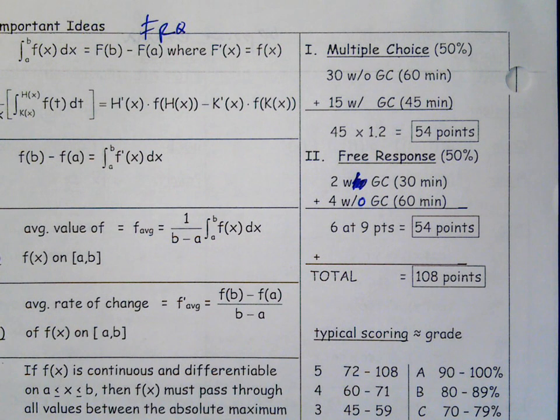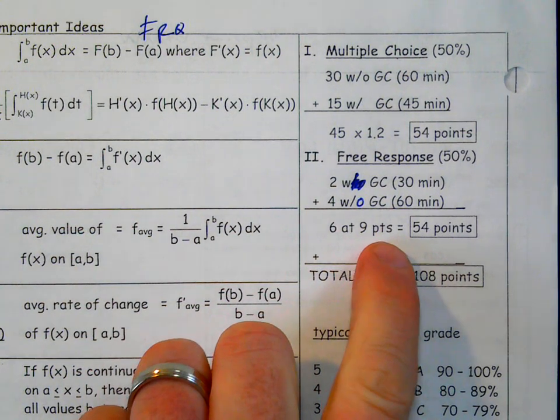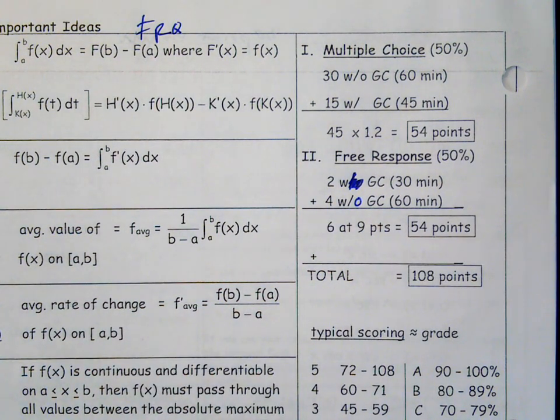And even if you just totally run out of time with the graphing calculator and don't get the calculations done, show the setups, because that's where most of the points are anyways. There's 6 questions times 9 points gives you 54 points. It's a total of 108.